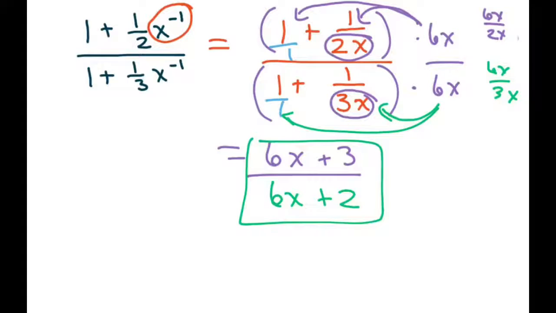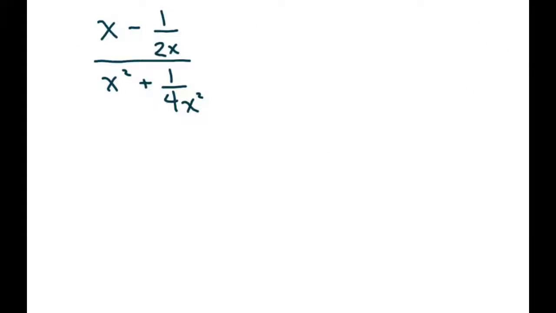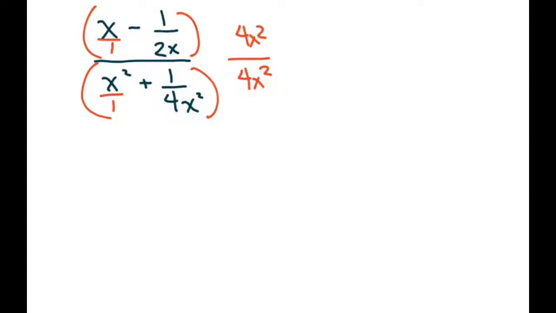Okay. And the next one I have is this one. So do the same thing. If you want, you could write these two parts here in fraction form. And my LCD is 4x squared. So I have 4x squared divided by 4x squared. And you just multiply the numerator by 4x squared and the denominator by 4x squared.